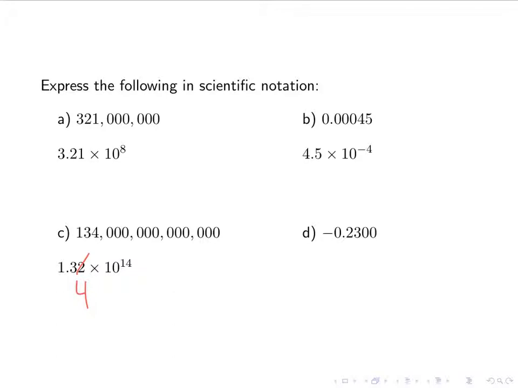For D, we have negative 0.2300. Again, it is a small number, so I know it's going to be times 10 to a negative power. And if I move the decimal over once, I now have negative 2.3, and that is a number between 1 and 10. So that's the number that I want. That's my A, times 10 to the negative 1, because I only moved it once. So I get negative 2.3 times 10 to the negative 1.